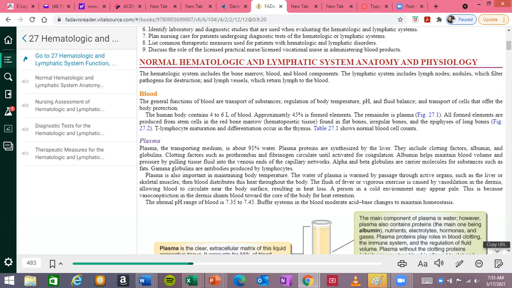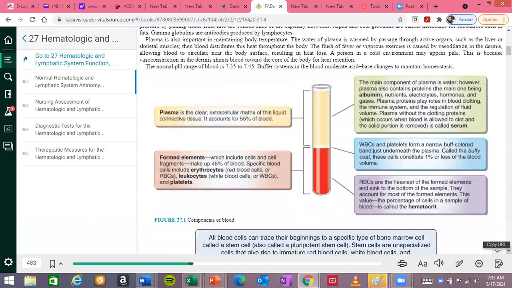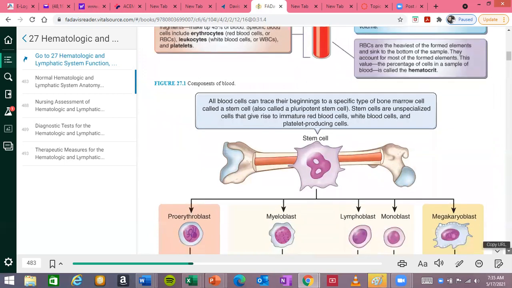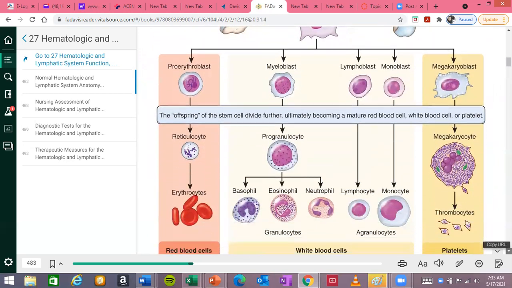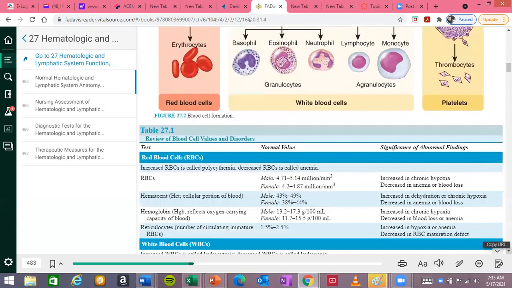And vasodilation would be the opposite. What would vasodilation contribute to? Low blood pressure. A lot of this is A&P, and if you need to sharpen up on your A&P, make sure you read all of that information.